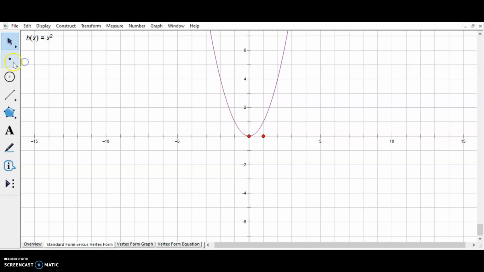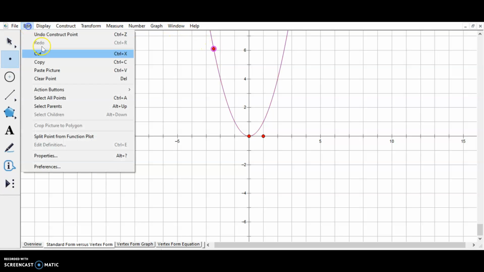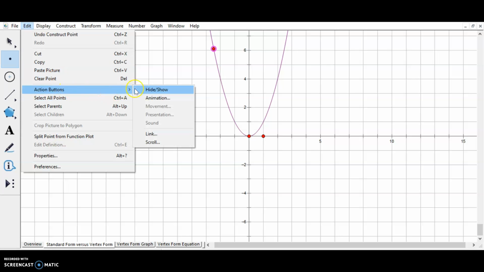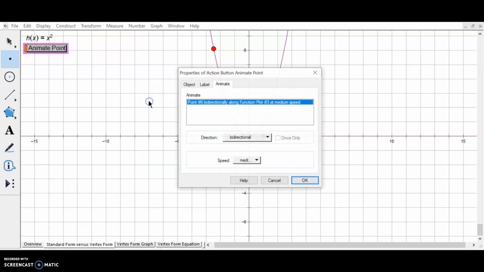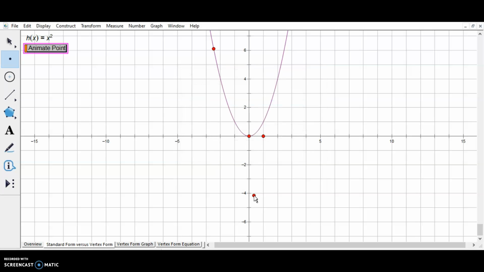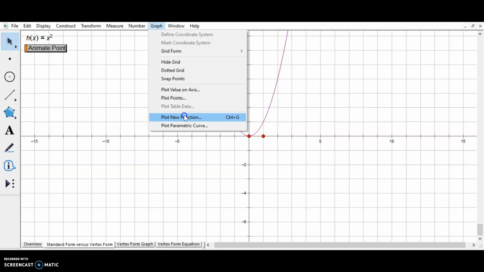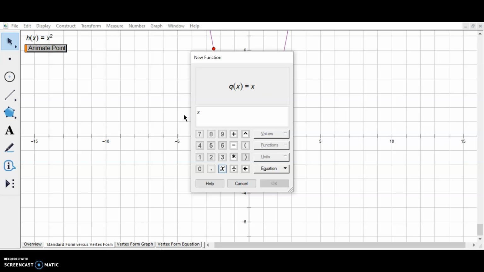All right, and now we're going to place a point on that graph, and we're going to animate the point. We're not going to do anything with it quite yet, but let's set the speed. And this point will stay on this parabola. That'll be important for later. So let's graph another one, and we're actually going to do the same equation, x squared.